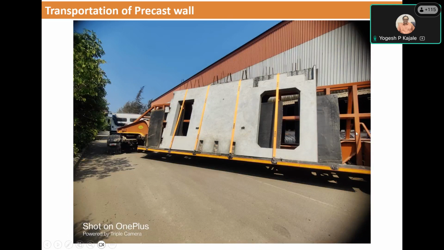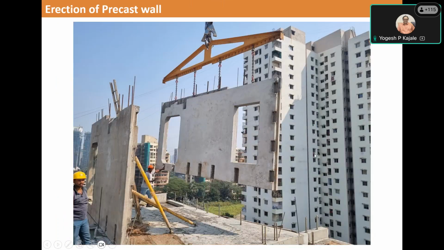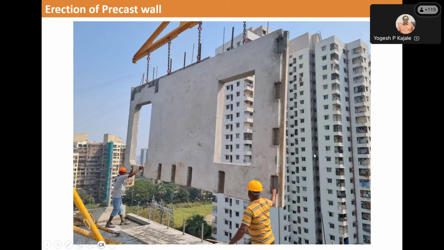We tailor-made this trailer, a low bed trailer, because the height of the wall is almost 3.15 meter, and there were restrictions in transporting the elements within the city because the site was accessed through a subway. So the height restriction was there, so we had to have a low bed trailer. The installation happening at site.